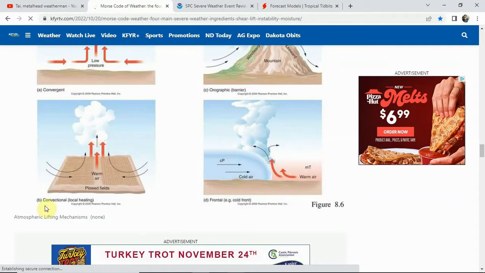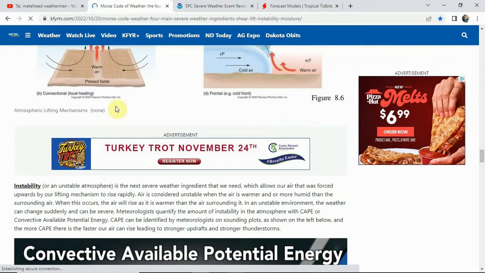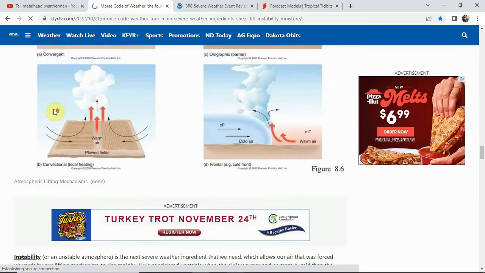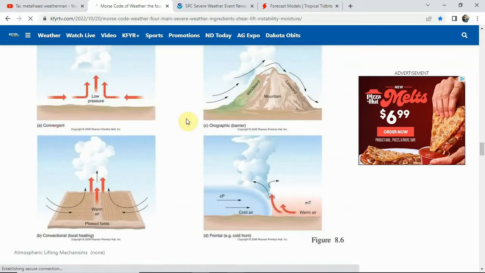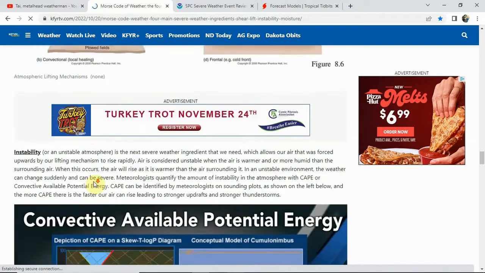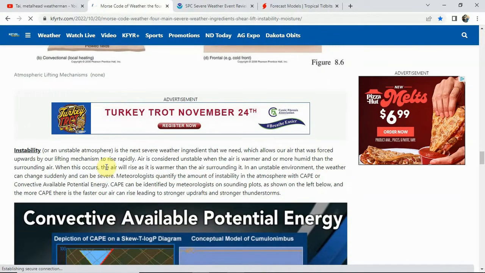But these are 4 types of lift here. It's extremely important to severe weather genesis here. So if I mention any of these 4 terms here, convergence, orographic, frontal, or convectional, pay attention because something might be ahead here. So probably the next important, if not the most important, ingredient to severe weather is instability.